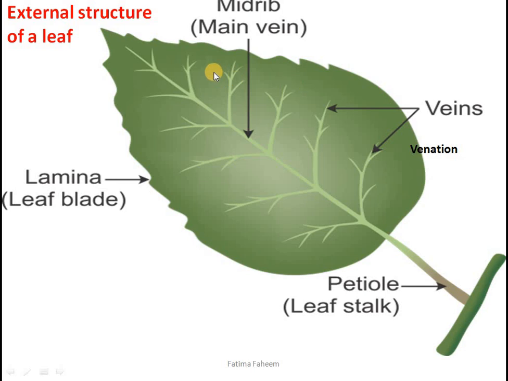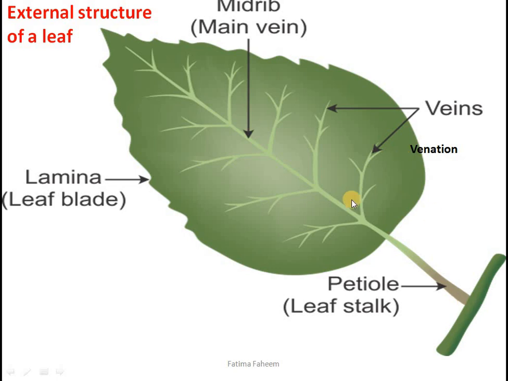If you can see, it's a common general structure of a leaf. The broader part is called lamina or leaf blade. The whole broad part of the leaf is called lamina. The central bigger vein is called midrib, while the other veins are smaller in size and together are called venation. This is the petiole or leaf stalk which is connecting the leaf with the main stem.